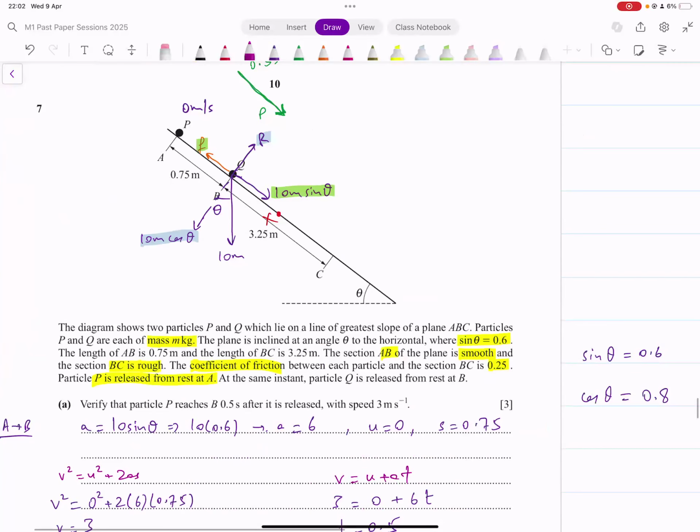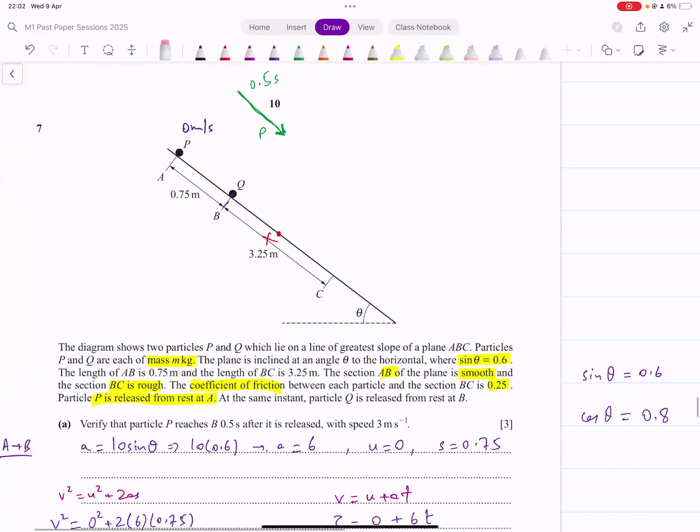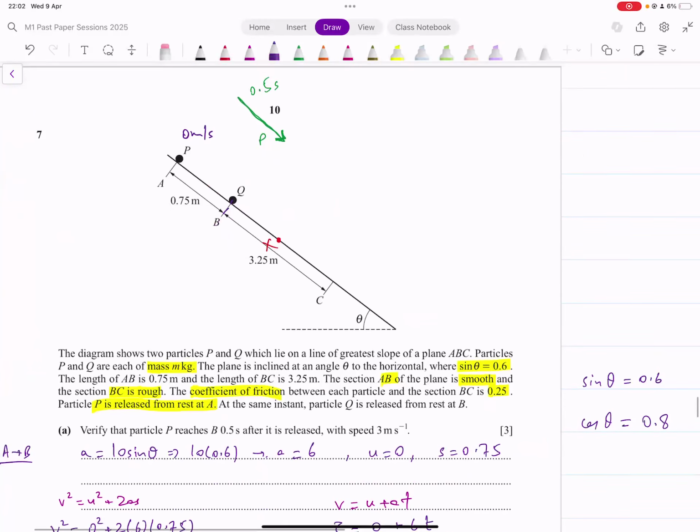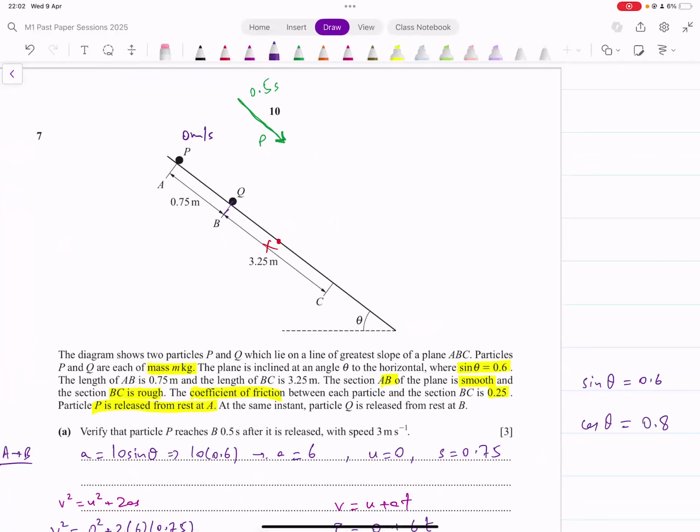So I'm going to remove those forces now. And now we focus on this journey. In the first 0.5 seconds, Q has already traveled some distance. It is here now at some point. This distance is 0.5.